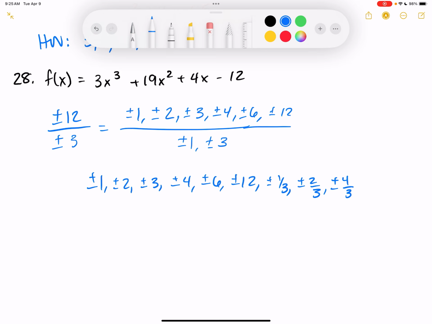So type this equation in your calculator. And then remember, once you type it in, zoom 6 is how you get it to show up on your graph. And then tell me which ones, once you have your graph, you think we should check.